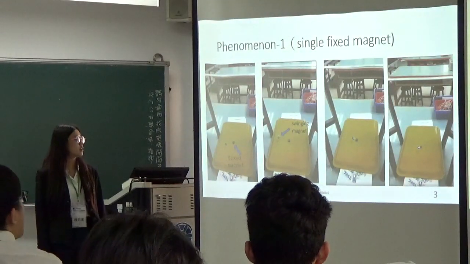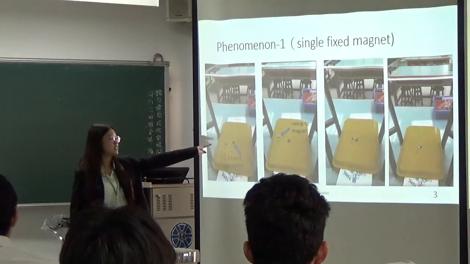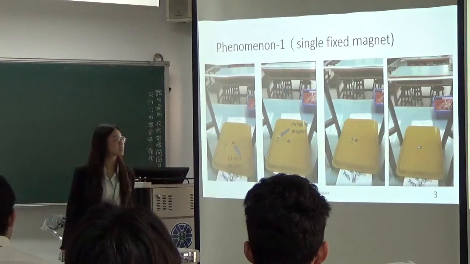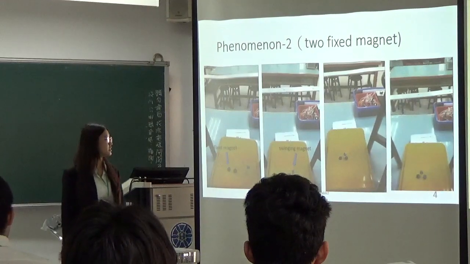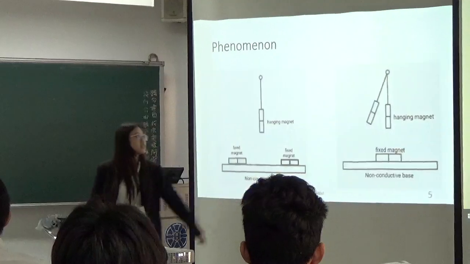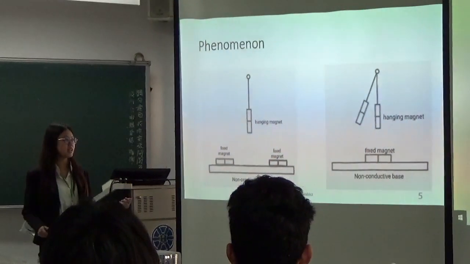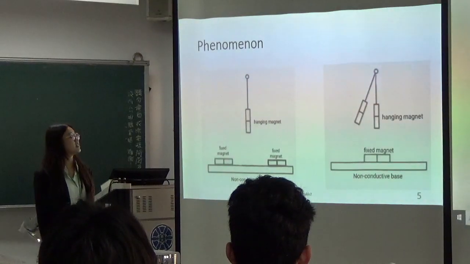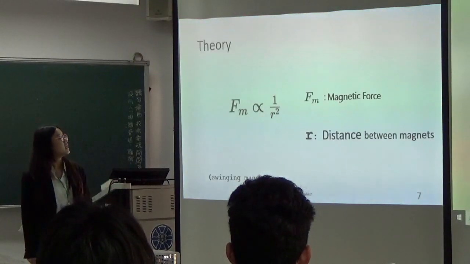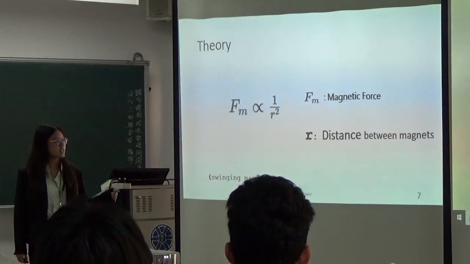And here's the phenomenon. You can see there is the fixed magnet, and this is the swinging magnet. And here are the two fixed magnets, and this is the swinging magnet. Here's the phenomenon, to help you understand my experiment more clearly. And now the theory: it concerns the magnetic force and the distance between magnets.